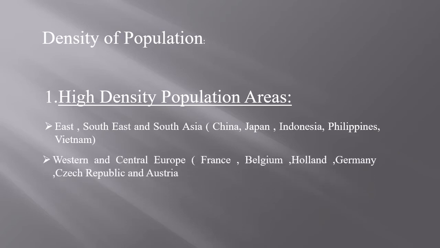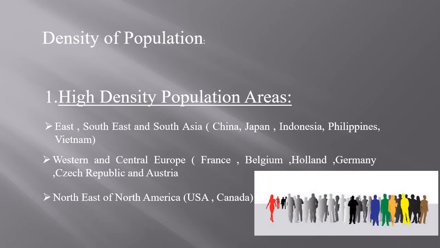Western and Central Europe. In this area, countries like France, Belgium, Holland, Germany, Czech Republic and Austria are very densely populated. Suitable climate and industrial development are the main reasons of high density. Northeast and North America. In this area, northeastern portion of United States of America and the southeastern portion of Canada is very densely populated. Industrial development and moderate climate of coastal areas are the main reasons of high density.